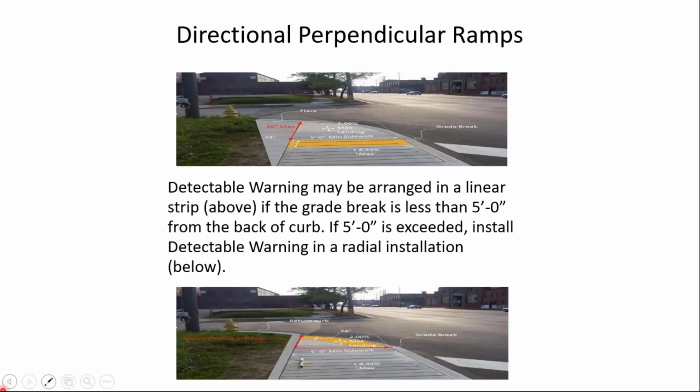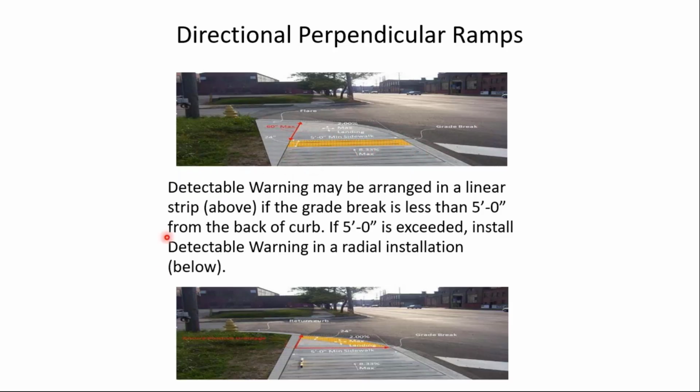Directional ramps. I think a couple of the questions related to these. Notice here the ramp proceeds kind of into the photo. There's no sidewalk coming in from this side. The rule is, what's the distance from the back of curb to the grade break? If that distance is less than 5 feet, then the detectable warning can be arranged in a linear strip at the grade break, like you see here.